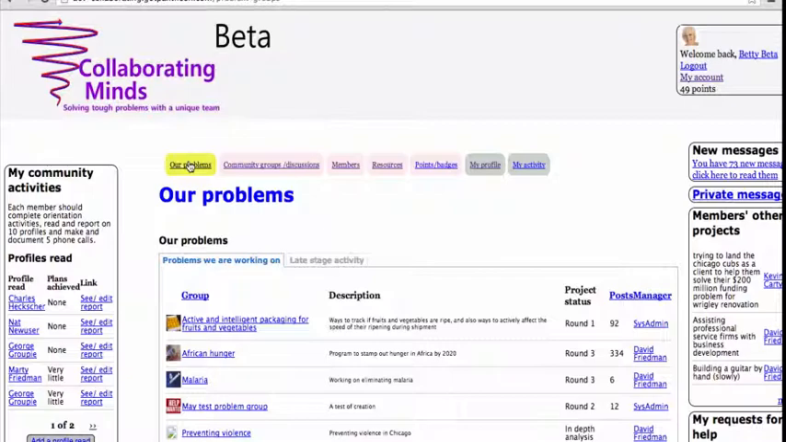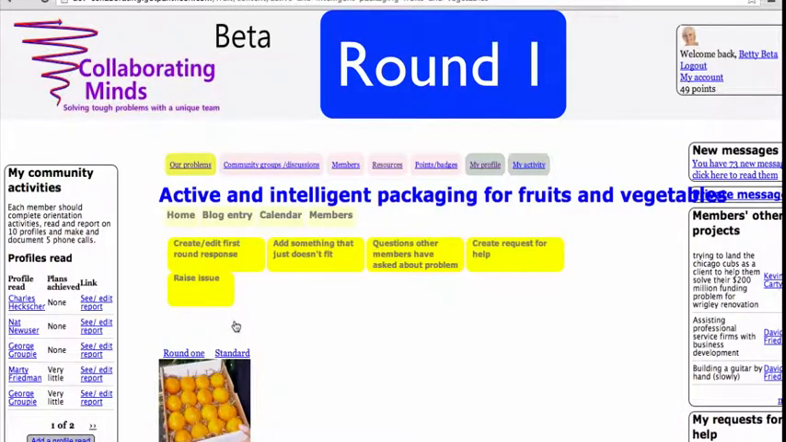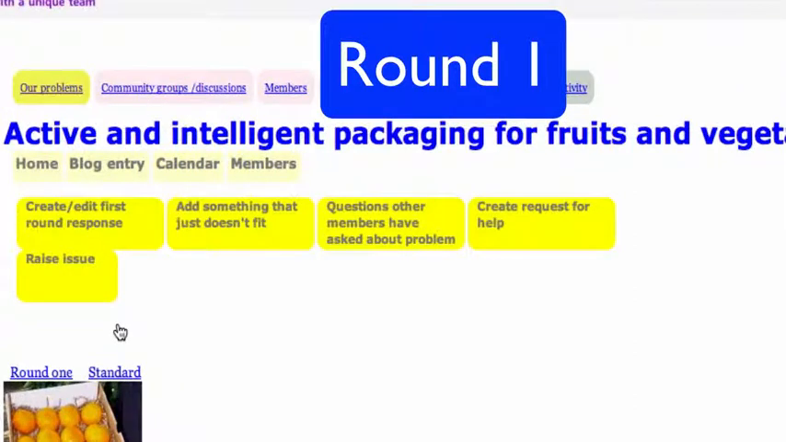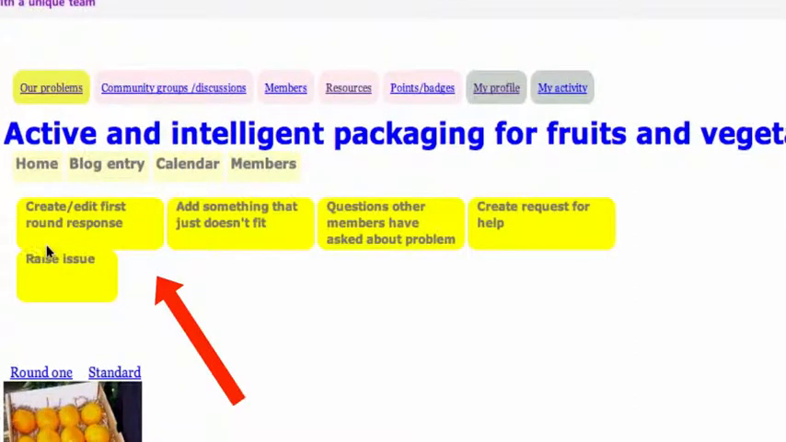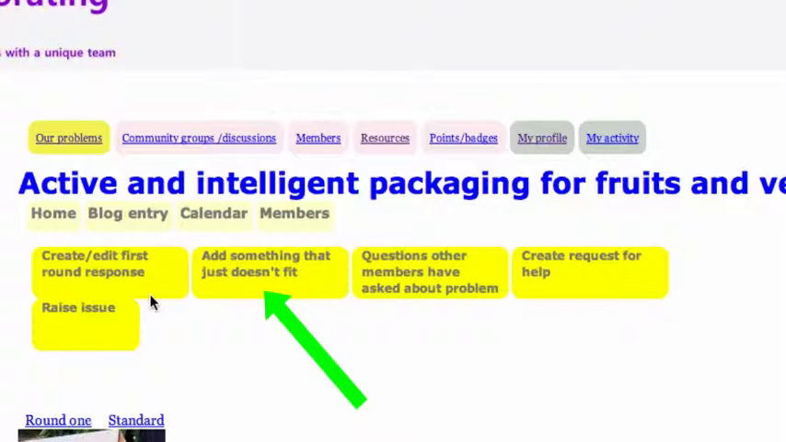When you get to the home page of a problem in round 1, you have two main choices. You can do what we want, which is to create a first round response, or do something else because structured thinking doesn't make sense for you right now. At each step of our structured process, we leave room for people to, quote, break glass in case of brilliant insight or need to do something different, unquote.